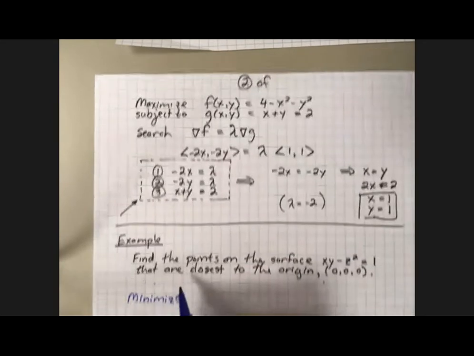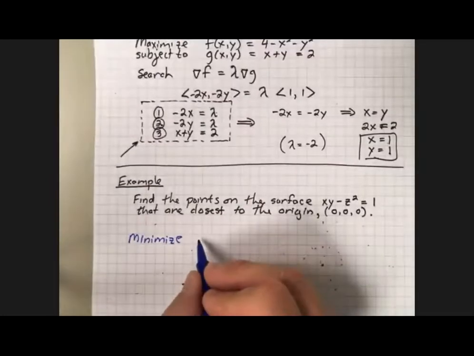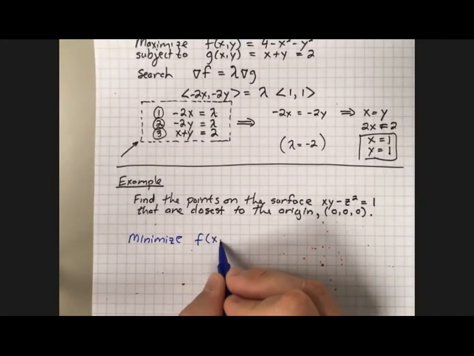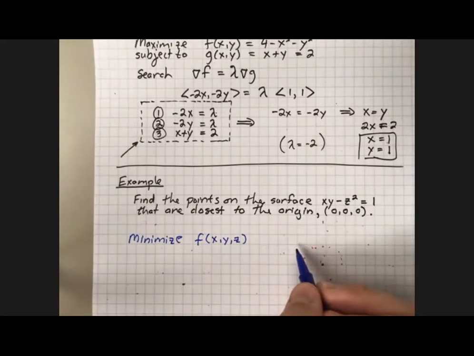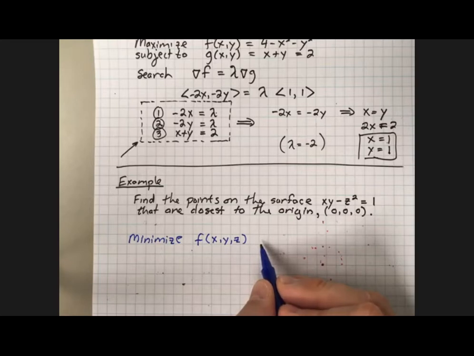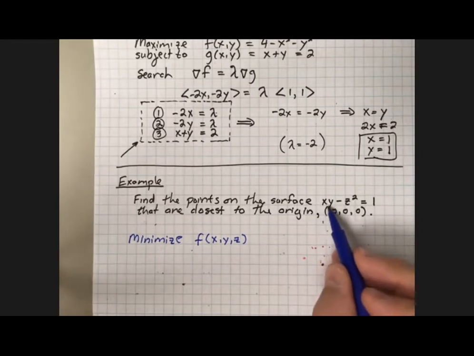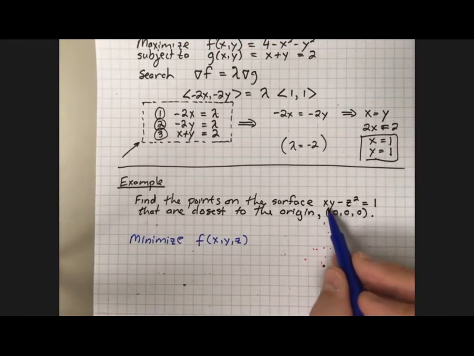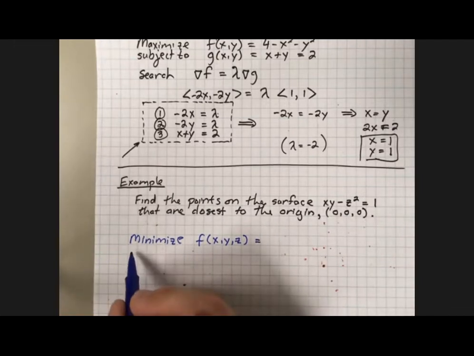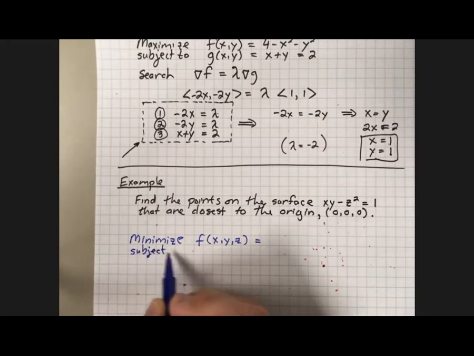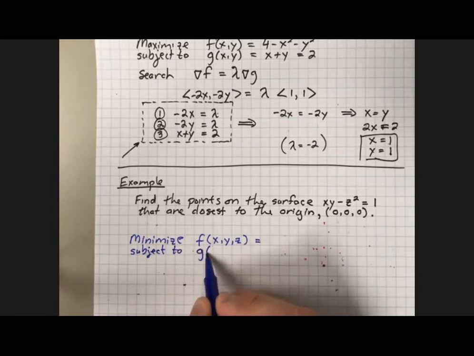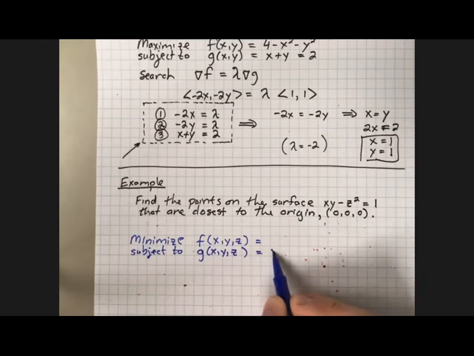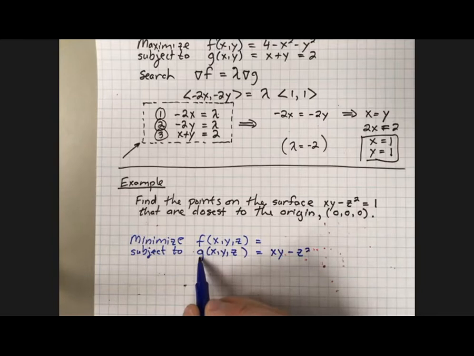And now I'm going to move my paper up. I'm going to tear it off so I can work with it. I want to minimize this function, f of x and y and z. What function? I have to look at this right here and say, this surface, isn't that the constraint? I must stay on this surface. That's the constraint that I'm using. I don't know what function I'm trying to minimize. Well, but before we tackle that, let's look at the constraint. Subject to this function, g of x comma y comma z, which is xy minus z squared, subject to constraint, g equals 1.